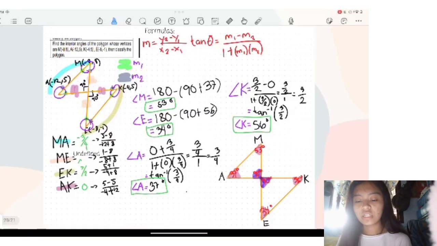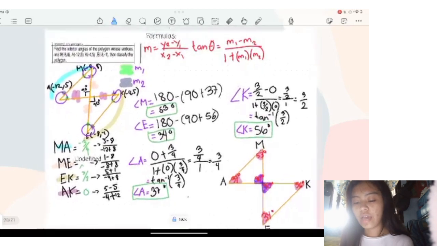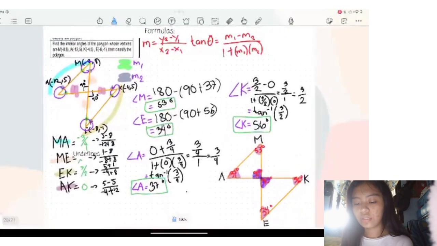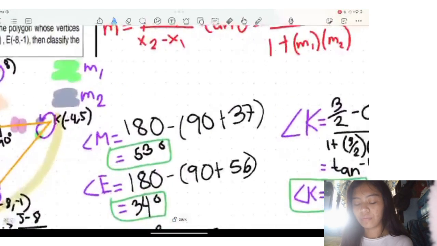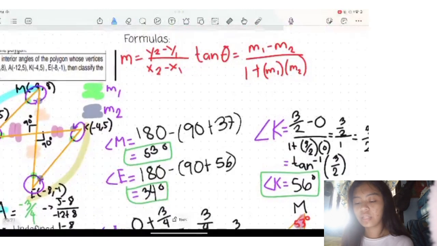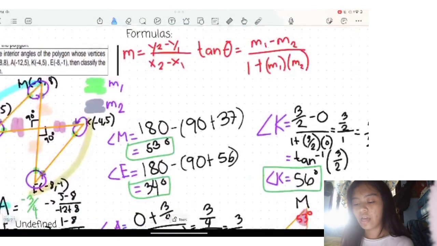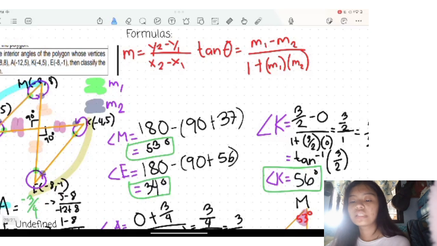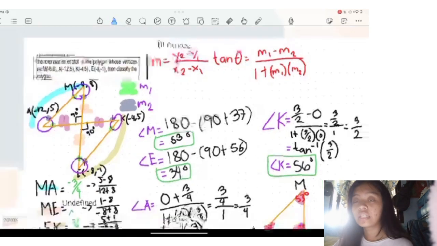The formulas that are involved for this problem are m = (y sub 2 - y sub 1) / (x sub 2 - x sub 1), and tan theta = (m sub 1 - m sub 2) / (1 + m sub 1 times m sub 2). These formulas are for the slope and for getting the angle.